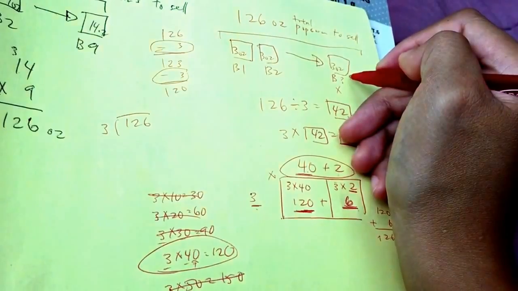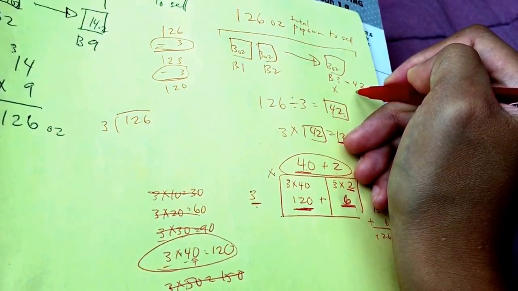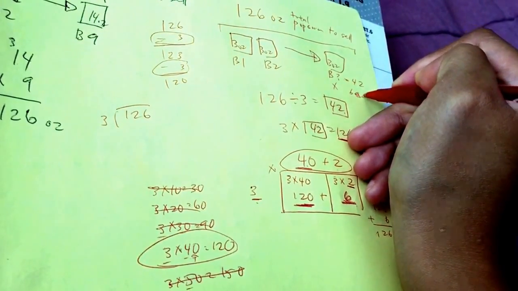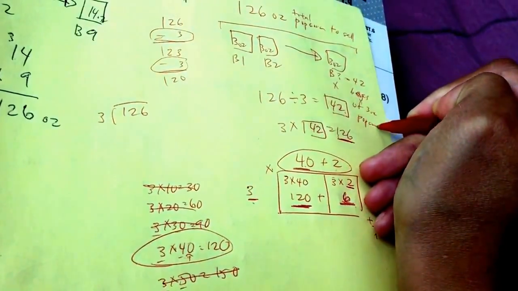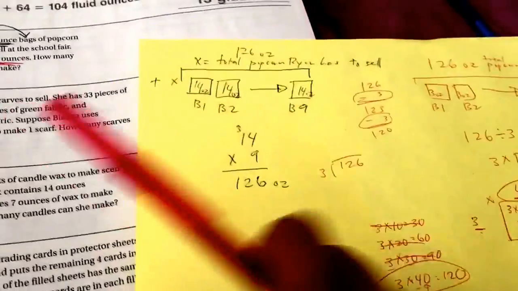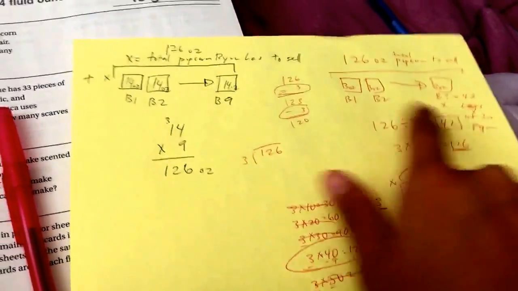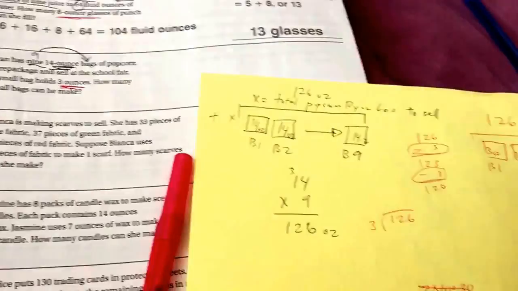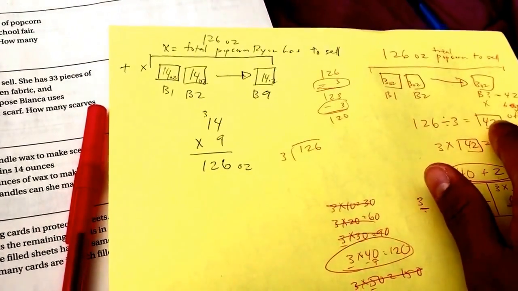So this 42 is referring back to this. He could make 42 boxes, or is it bags or boxes? Bags of 3-ounce popcorn. So, going back to the question, how many small bags can he make? He can make 42 small bags of 3 ounces of popcorn. Altogether, he can make 42.